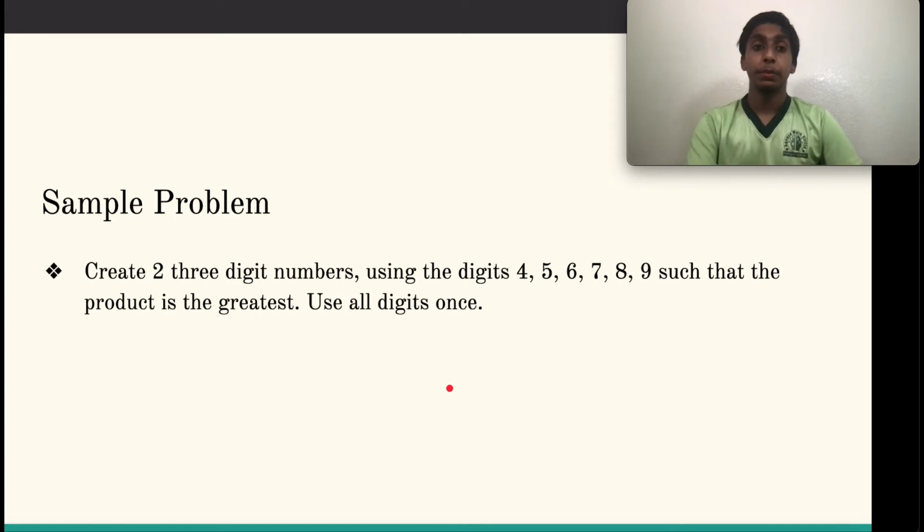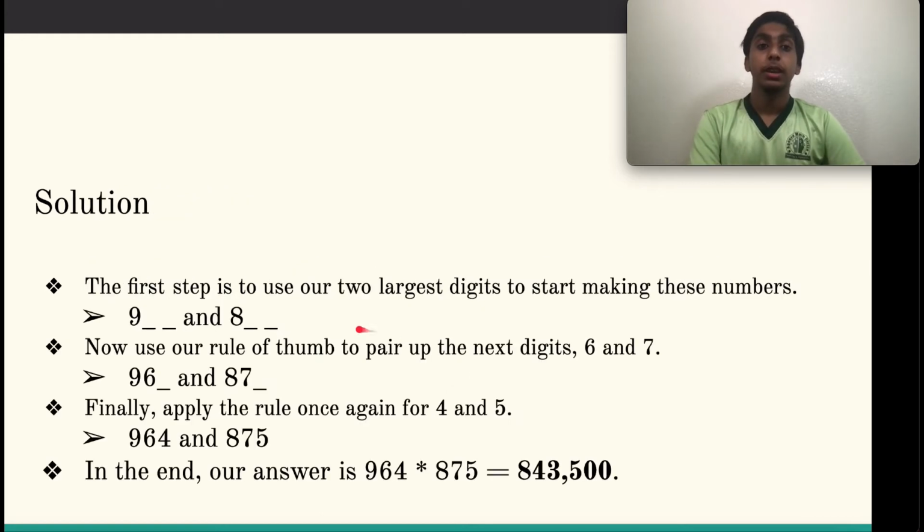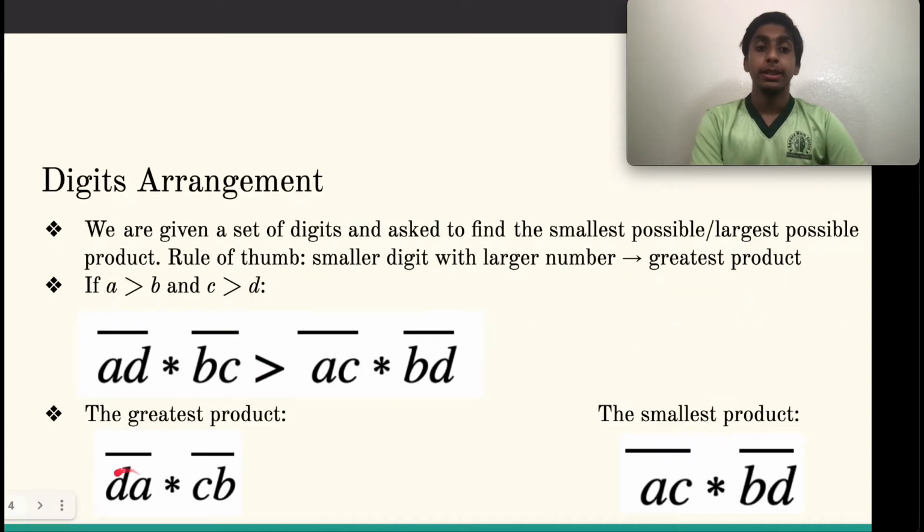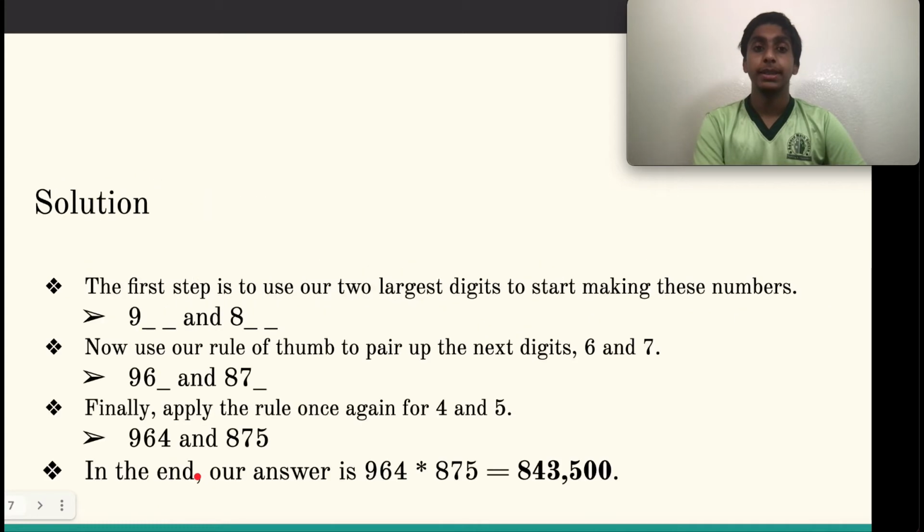Okay, so hopefully you tried out the problem, so let's go into the answer. The first step is to use our two largest digits to start making the numbers. Remember, here you can see we're going to use D and C as the first digits. So it makes sense that we're going to use the biggest digits here, 9 and 8. I'm putting blanks here just so I know that I still need to add some numbers in. Now we can use our rule of thumb to pair up the next digits, 6 and 7.